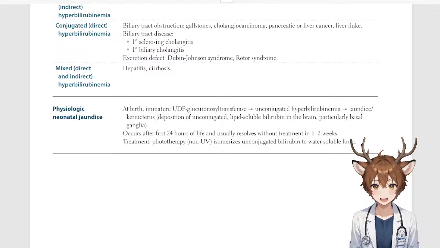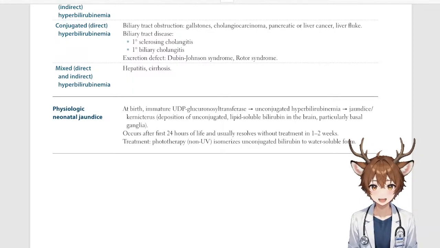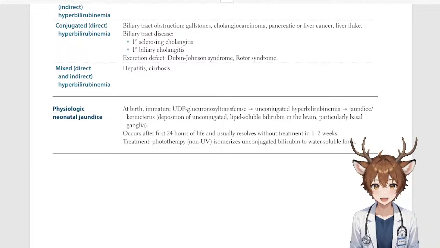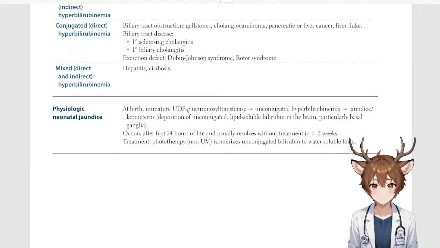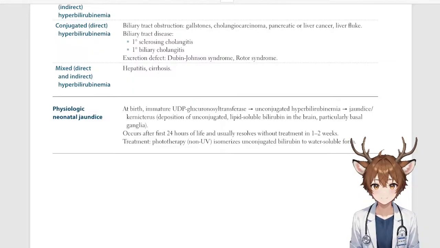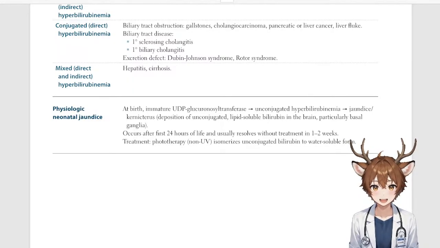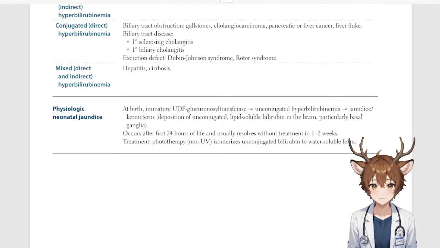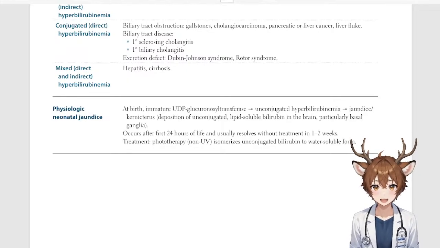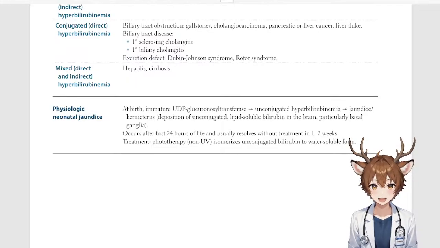Breastfeeding failure jaundice: insufficient breast milk intake leads to a decrease in bilirubin elimination in the stool, which leads to an increase in enterohepatic circulation. Breast milk jaundice: increase in beta-glucuronidase in breast milk, leading to increased deconjugation, leading to an increase in enterohepatic circulation. Severe cases may lead to kernicterus, deposition of unconjugated lipid-soluble bilirubin in the brain, particularly the basal ganglia.